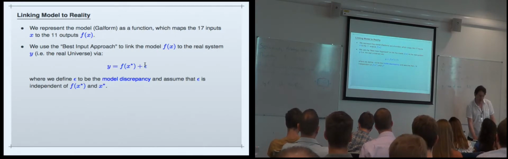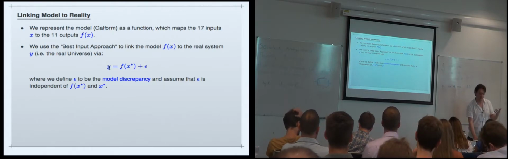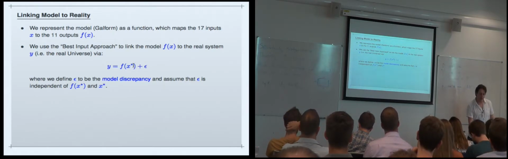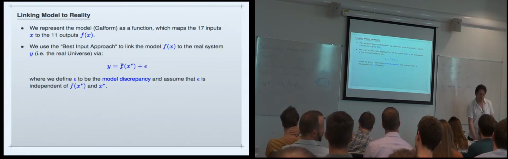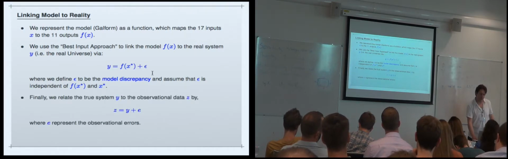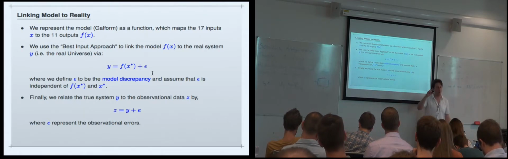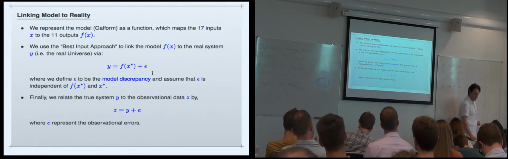Here we say we have our model F. We have reality Y. If you remember reality. And we say our model is going to be hopefully good, but it's not going to be perfect. So we're going to evaluate it at some possible best input x star. And we're going to say that's going to miss reality by some amount epsilon. And epsilon is called the model discrepancy. That's the kind of wiggle room for our model not being perfect. And we'll talk about assessing that in a second.